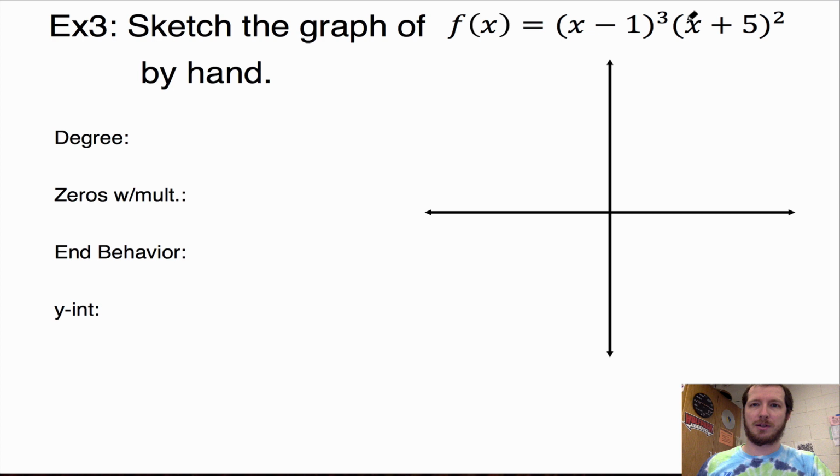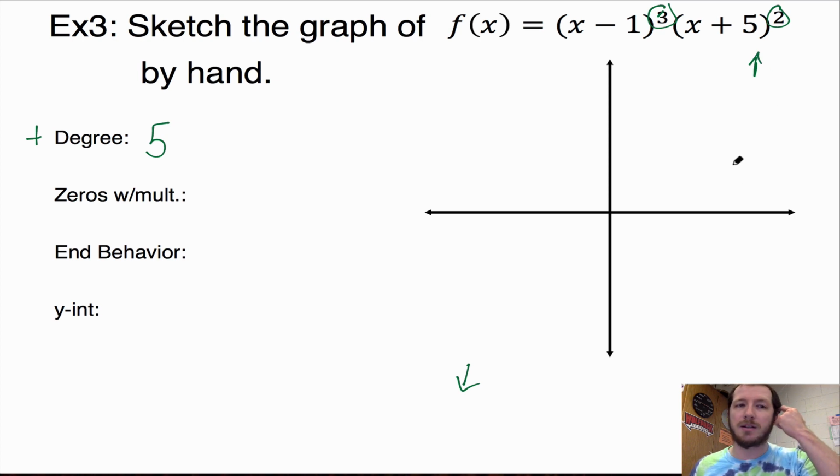Alright, so let's start with degree. If we were to multiply each of these binomials out, this one 3 times, this one 2 more times, multiply those together, we would have a degree of 5. So that's our overall degree. It's positive because we don't have any negative signs in front of our x's. So positive, odd degree, I know that my end behaviors are going to be opposite. I'm going to come from somewhere down here and I'm going to end up increasing as x is increasing.